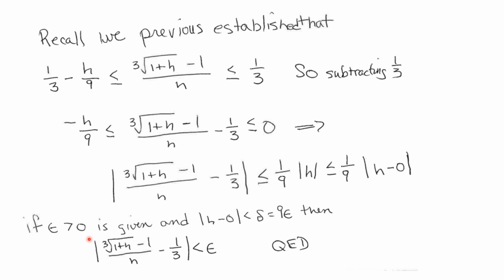So if epsilon greater than 0 is given, and we take delta to be 9 epsilon, if h minus 0 is less than 9 epsilon, then this expression is less than 1 over 9 times 9 epsilon, which is epsilon. And so we've shown that if epsilon is greater than 0, we can take delta to be 9 epsilon, and then we conclude that this difference is less than epsilon. And that concludes the proof. You may want to think about that for a while, but this is a full epsilon delta proof.